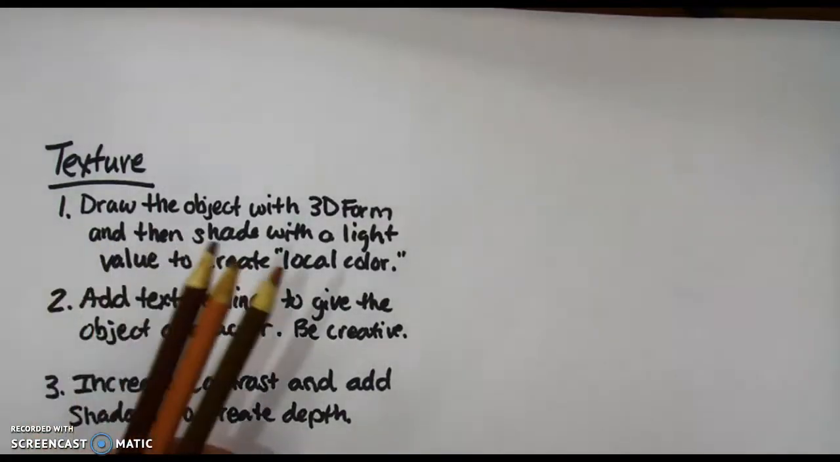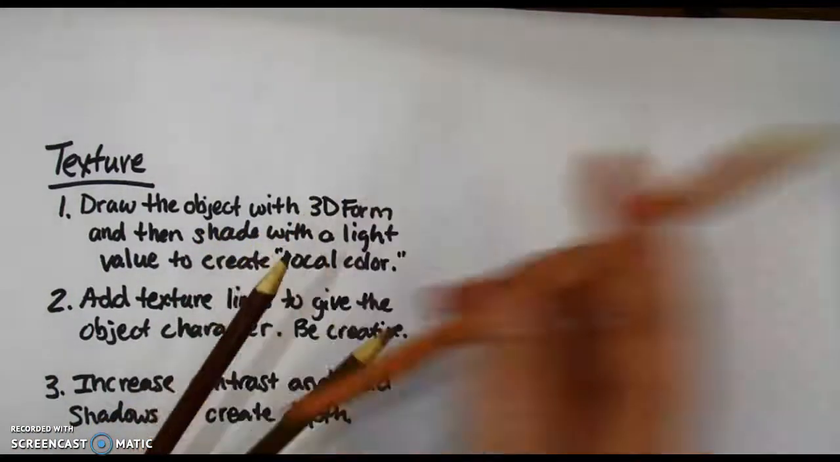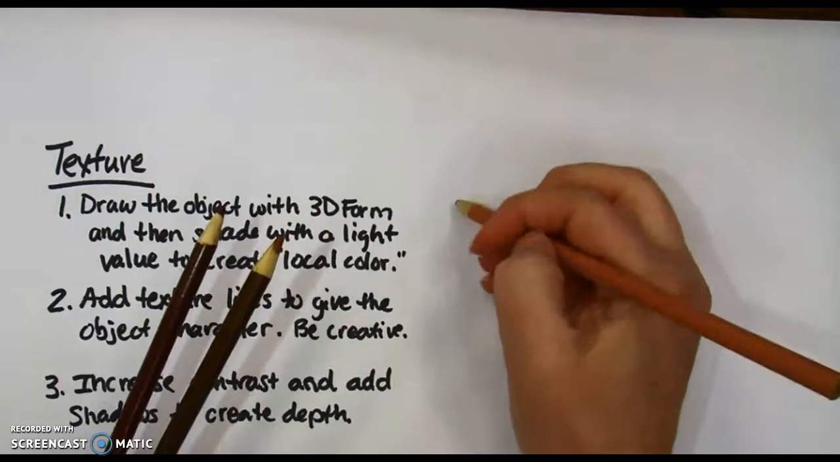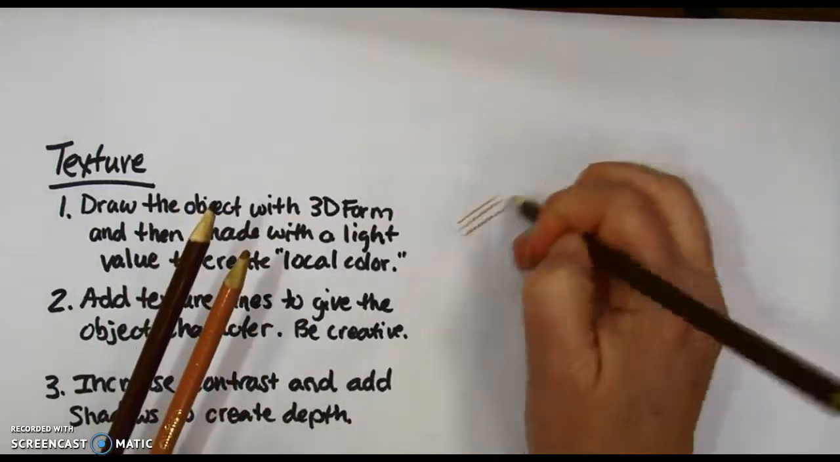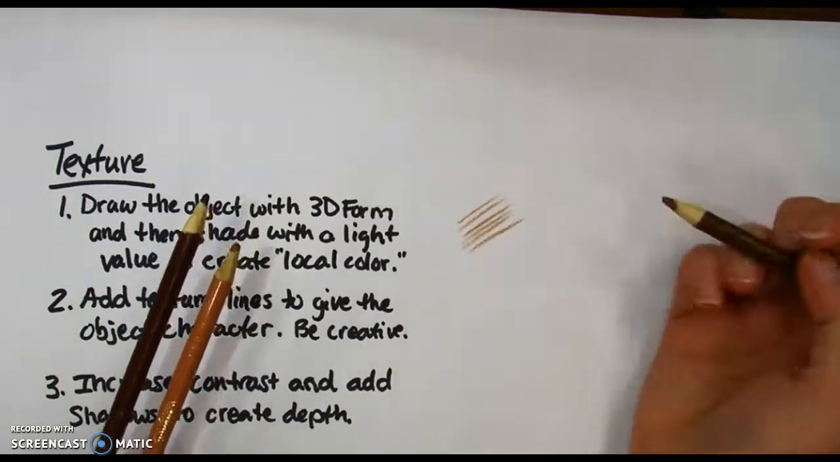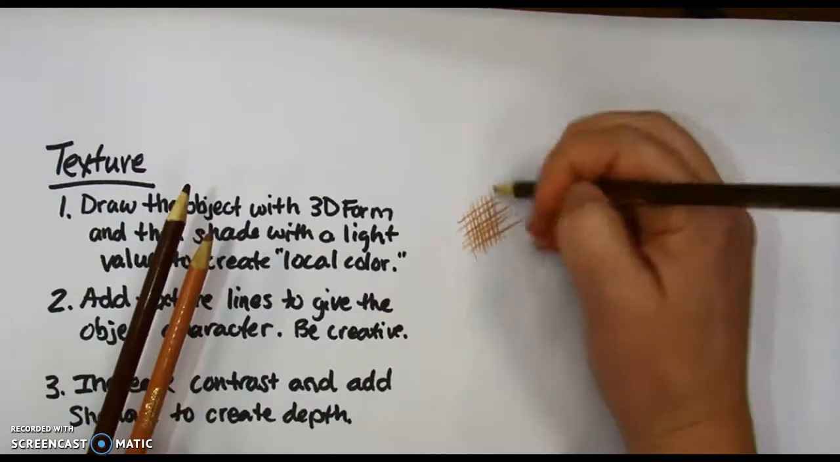I'm going to work with my browns here. I have a light, a medium, and a dark. Cross-hatching is when you have lines that come from two different directions. I'm going to use my medium so you can see it show up good here. So you're starting with your same basic hatching technique, but then you're going to come across as well.